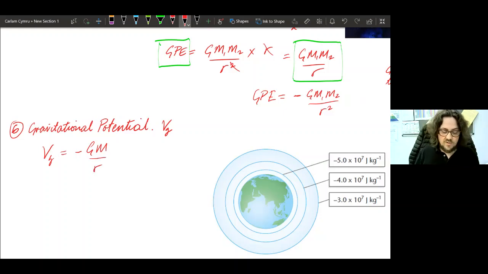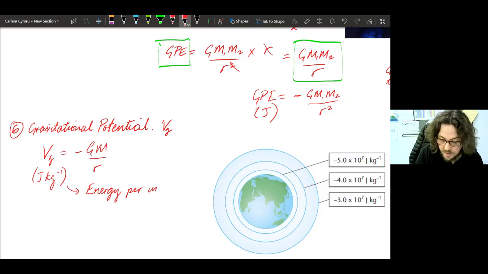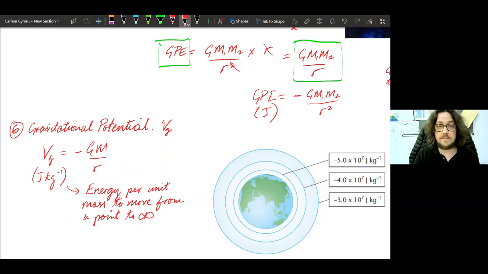In terms of its unit of measurement, we know gravitational potential energy is measured in joules. Gravitational potential is joules per kilogram. It represents the energy per unit mass to move from a point to infinity.